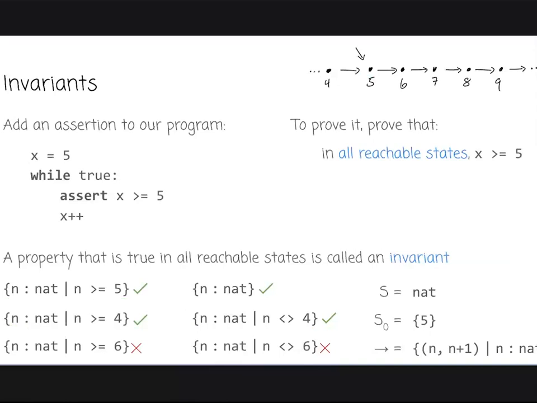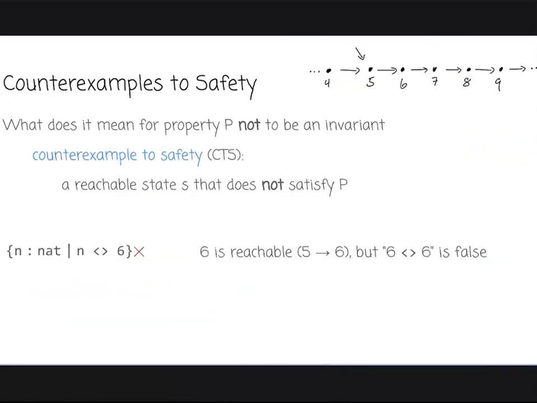Now, let's consider a world where somehow 6 was not a possible reachable state, or we thought to propose it as a possible unreachable state. Obviously, 6 is reachable in our transition system, but we are now claiming that n cannot be 6. But then we cannot say 6 is not equal to 6. That is false. There's a technical term for this. We call it counterexamples to safety.